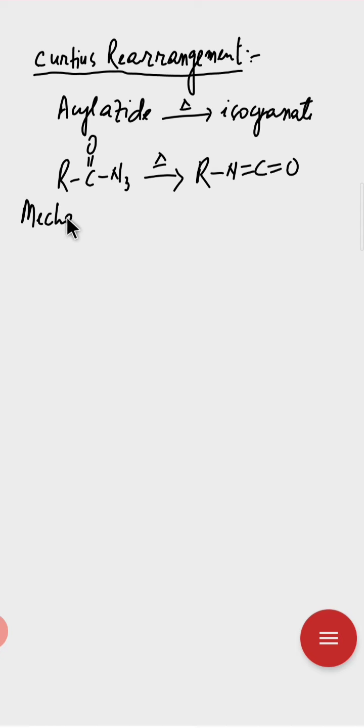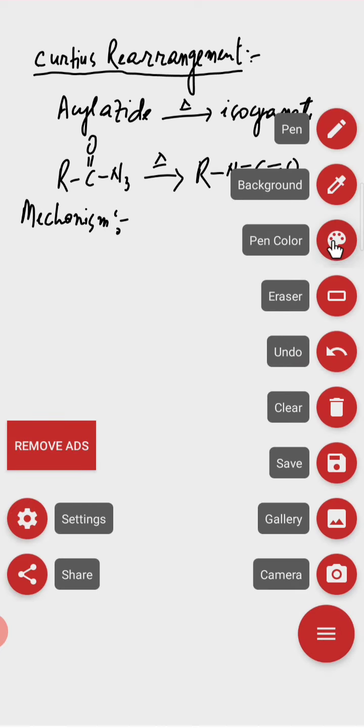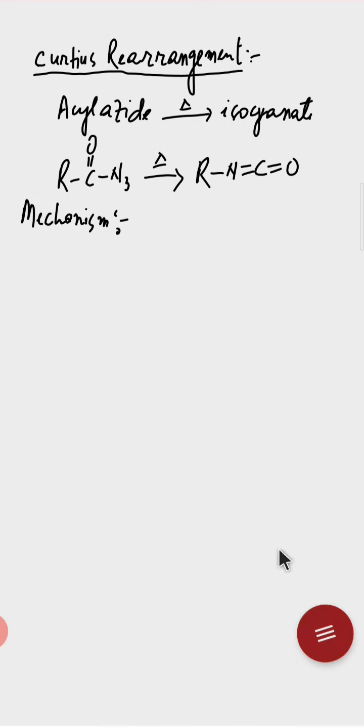The mechanism is, let me change the color. Now this is acyl azide, which can be represented like this, N double bond N double bond N. This nitrogen will carry a positive charge and this nitrogen will carry a negative charge, and this will have two lone pairs of electrons. This nitrogen also has a lone pair of electrons.